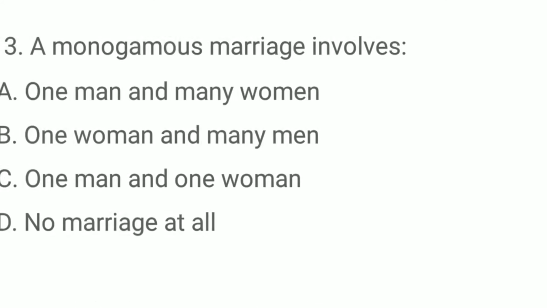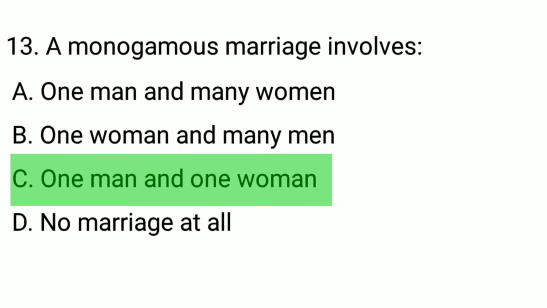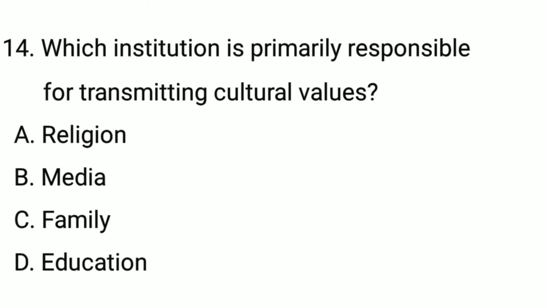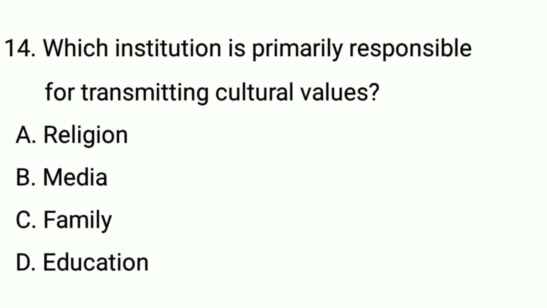Question number 13. A monogamous marriage involves. The right option is option C, one man and one woman. Question number 14. Which institution is primarily responsible for transmitting cultural values? The right option is option D, education.